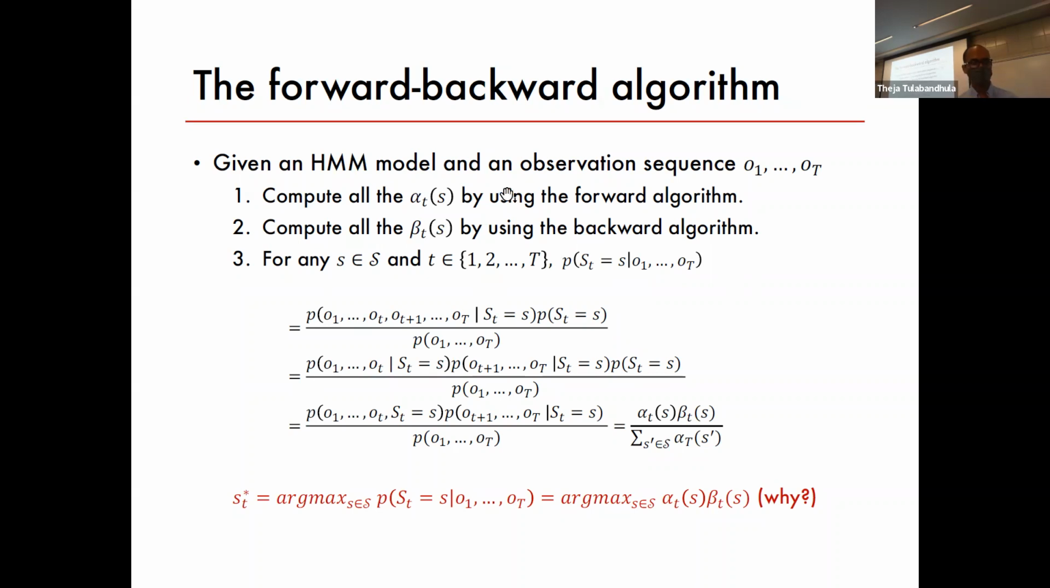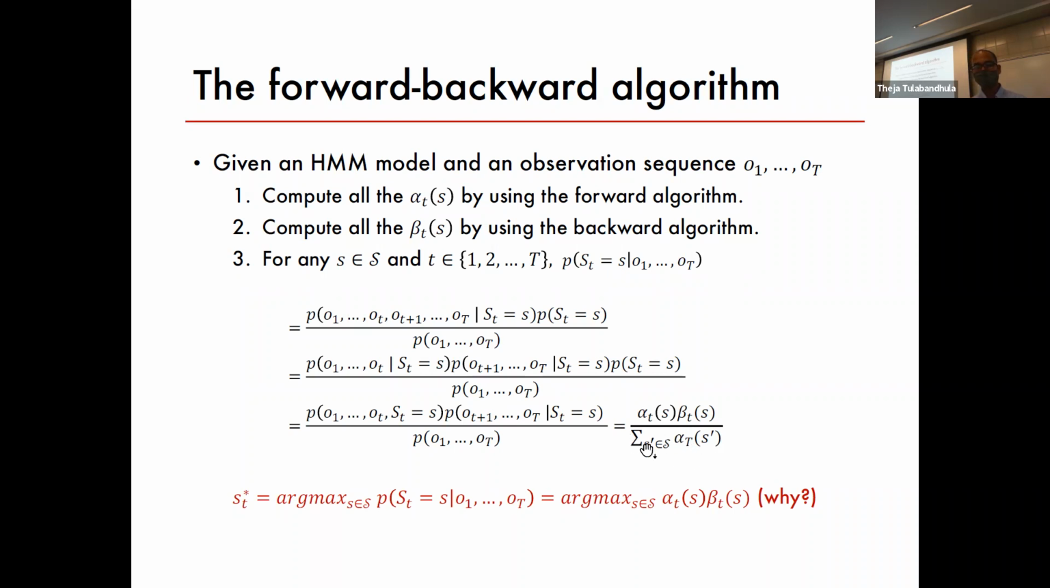Once you do that, then for any state and any time, if you want to ask what is the probability that at some time little t, the state value was little s, that can be computed very simply using this equation here. So the probability of S_t equal to little s given the observations, with a little bit of use of the assumptions that we made, is just going to be equal to alpha_t of s times beta_t of s divided by a sum over s prime of alpha_T of s prime.